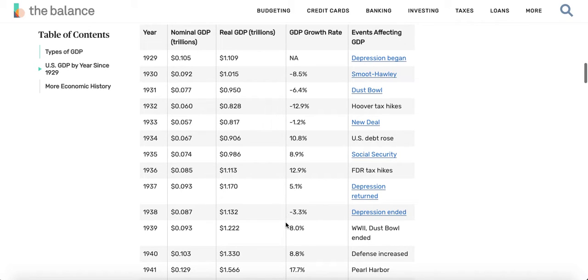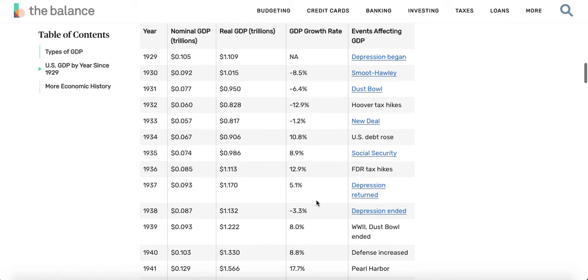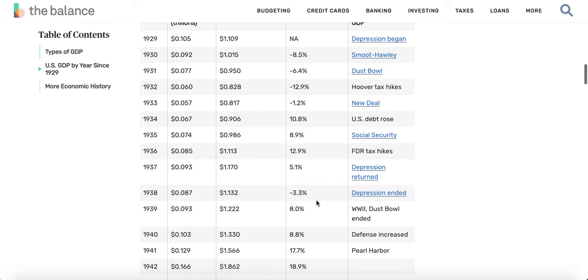And 1938, 8% growth. So the depression ended. Depression returned. They might as well not have included anything. Events affecting GDP. Okay, so that's an 8% growth in 1938. So here, 1939, 8.8%.